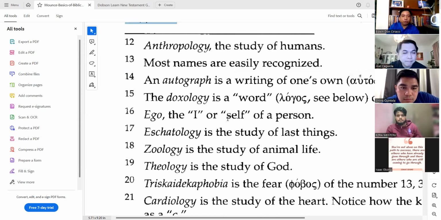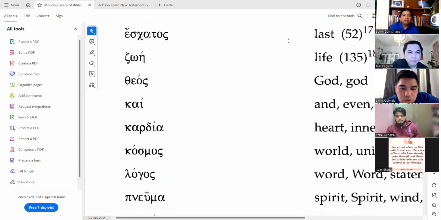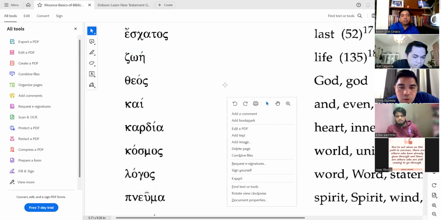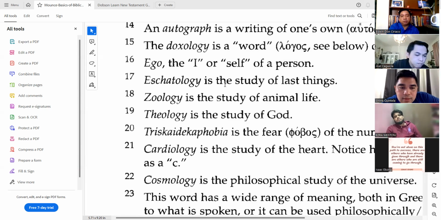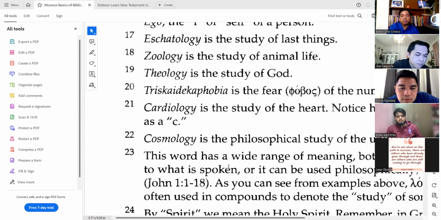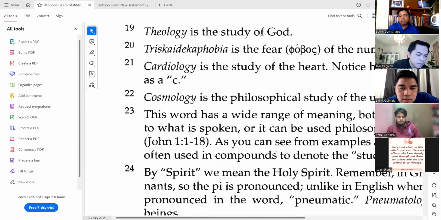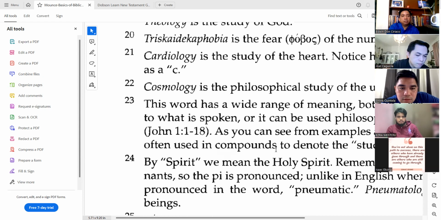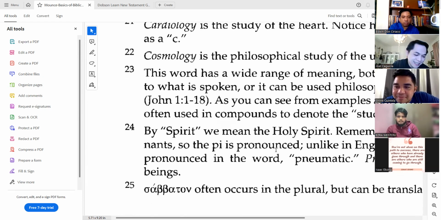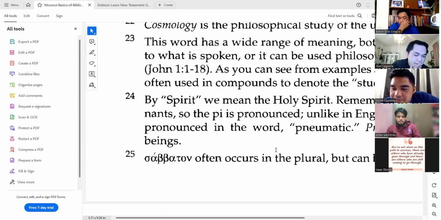Anthropology, autograph, doxology from the doxa, and then the ego, and then eschatos. Zoology is the study of animal life, from zoe. Then theology, cardiology, the study of the heart, for those taking medicine who are specializing in it, cosmology.